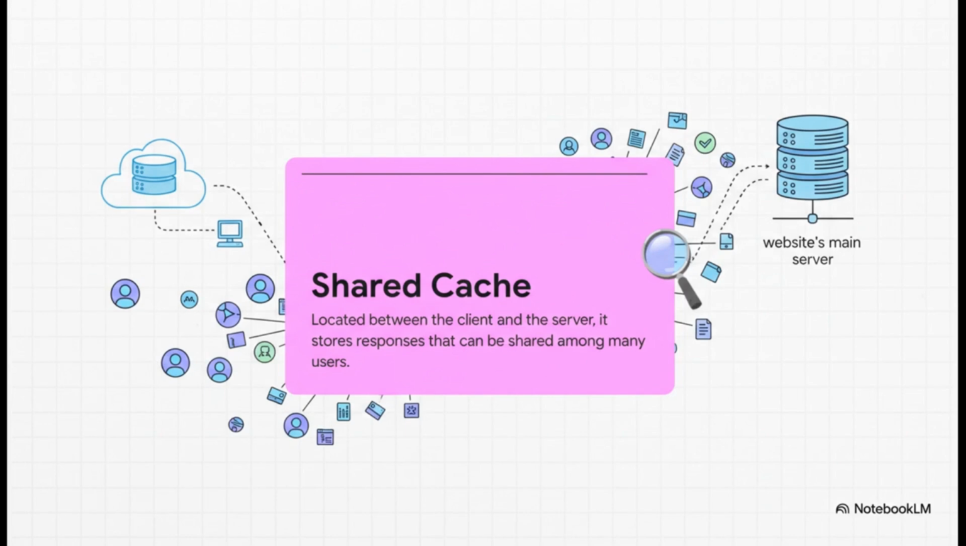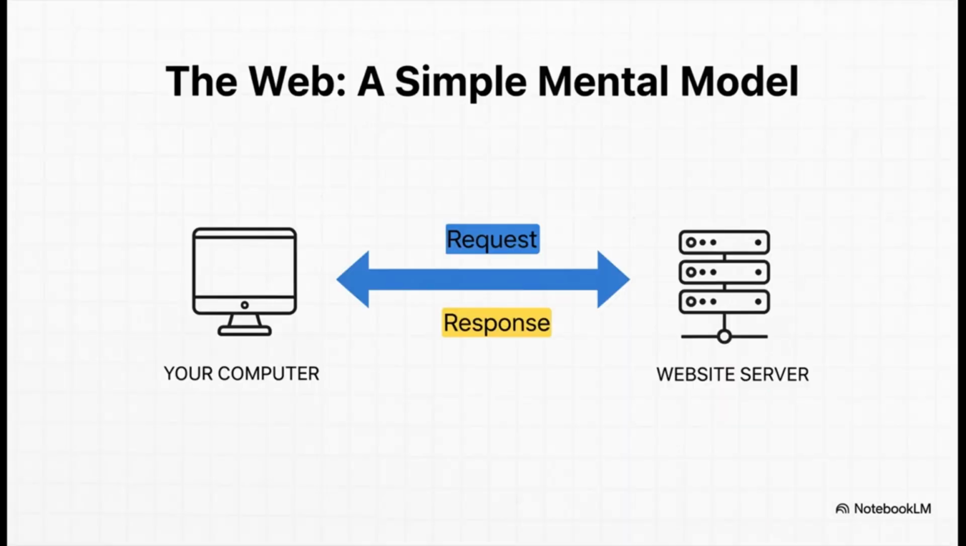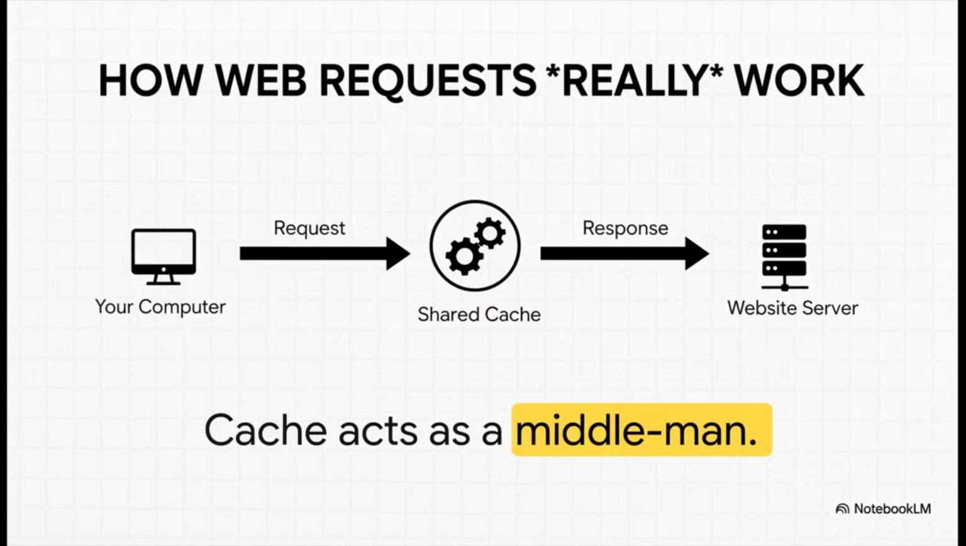But a shared cache, that doesn't live on your computer. It's a server out on the internet, kind of sitting between you and the website's main server. And it holds copies of files for thousands, maybe even millions of other people. Most of us, we think of the web as a pretty direct connection. Your computer asks the server for a website, and that server sends it right back to you. Simple. But the real path is usually a little different. Your request often doesn't go straight to the main server. First, it gets intercepted by one of these shared caches. And that little middleman right there, that's the source of all the confusion.